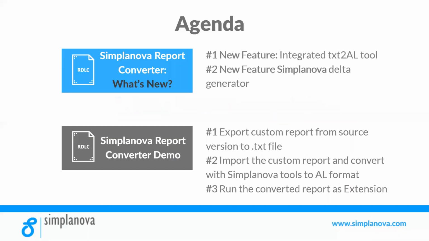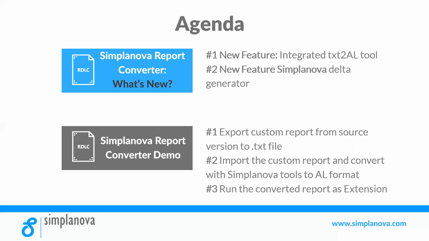Well, first of all, we integrated TXT to AL tool in Simplanova's report converter. And in order to get more accurate results after conversion, our team also developed a delta generator. So right now, while using Simplanova's report converter, you will get better results, let's say, compared to just the TXT to AL tool. So we've made an improvement in this case.